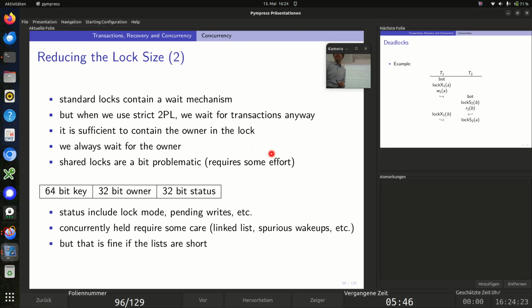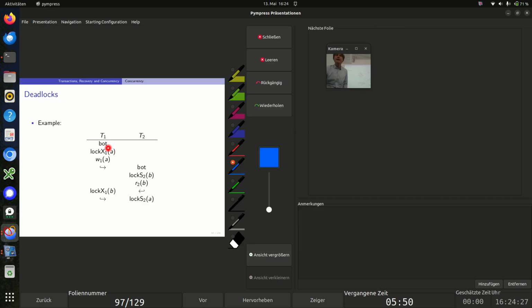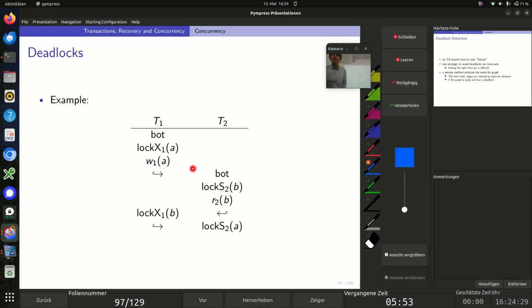So again, we have two transactions, and we have two data items, data items B and A. And we see we have an exclusive lock.